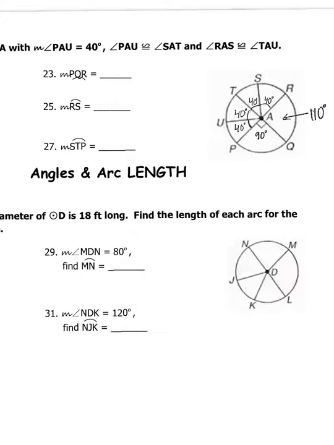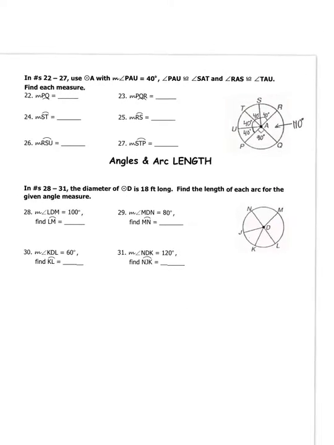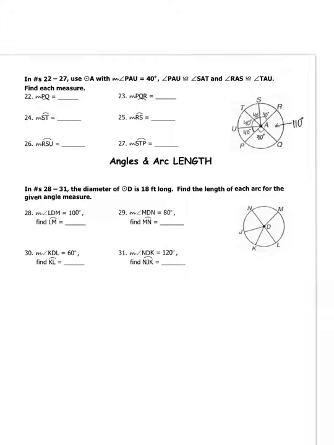Okay, now let's see if we can answer these questions. It asks us what's the measure of arc PQ. So from P to Q, that has to be the same as the central angle, so 90 degrees. It asks us the measure of arc PQR from P to Q to R, so that's 90 plus 110, that's 200 degrees.